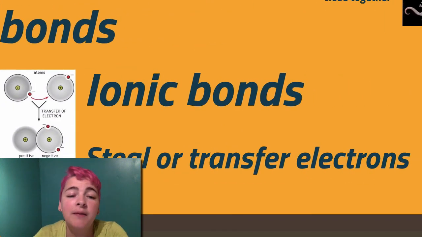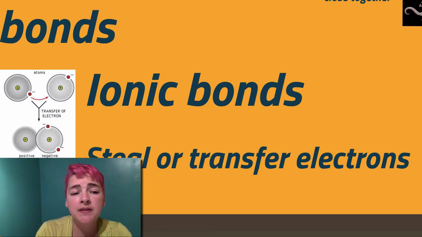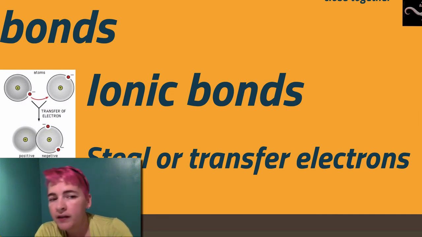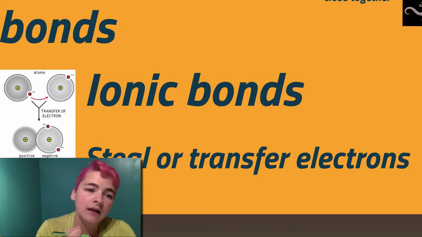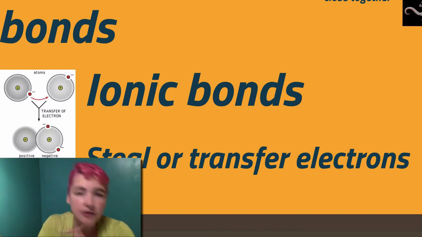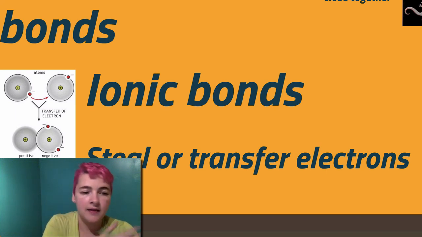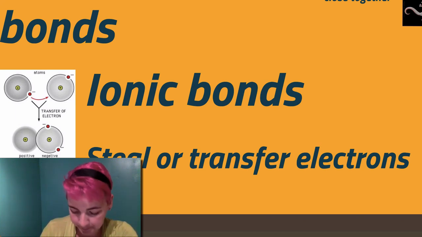And then we have ionic bonds. Ionic bonds steal or transfer electrons. Generally, what happens is there's one molecule much larger than the other, and it's going to pull the electron from one molecule into itself, kind of taking it into its shells and be more negative than the molecule it's taking it from.